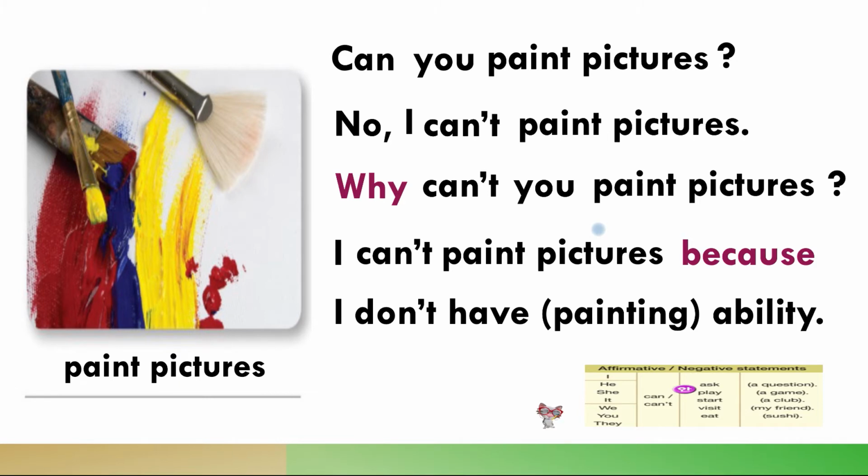I can't paint pictures because I don't have the ability. I don't have painting ability. I can't play the piano because I don't have musical ability. So this part of the unit, the starter, is about abilities. If you have the ability, you can do it. If you don't have the ability, you can't do it. So you can use this for many possible answers. Something to practice.